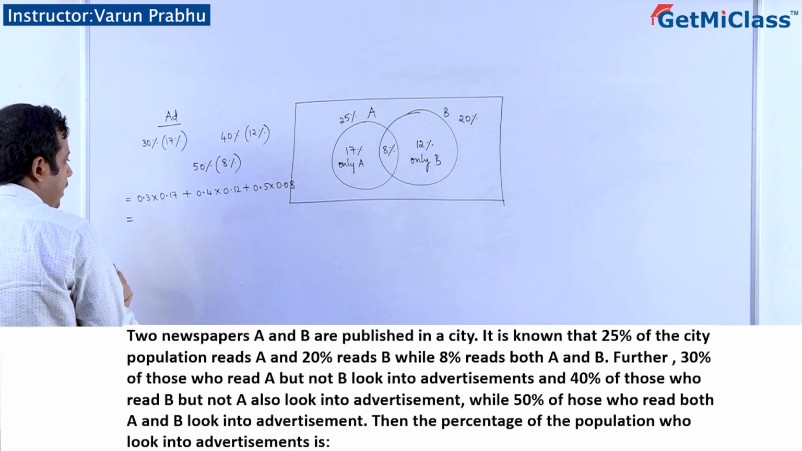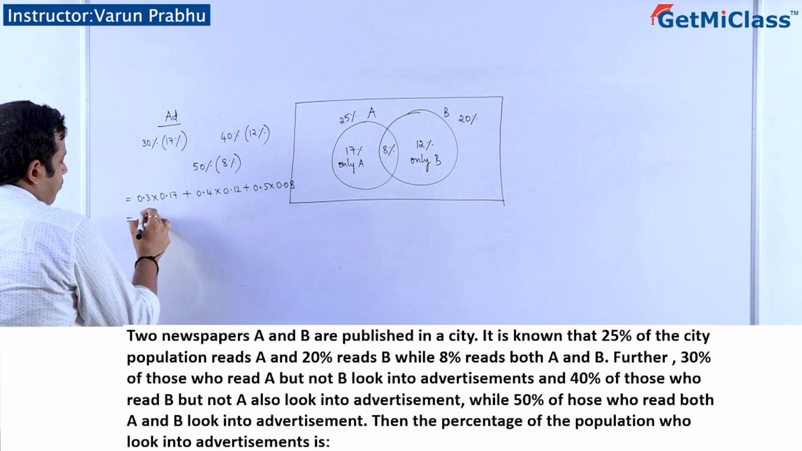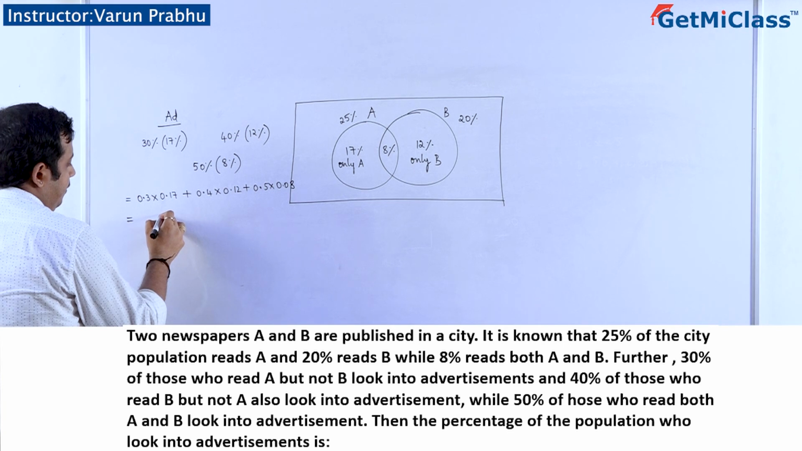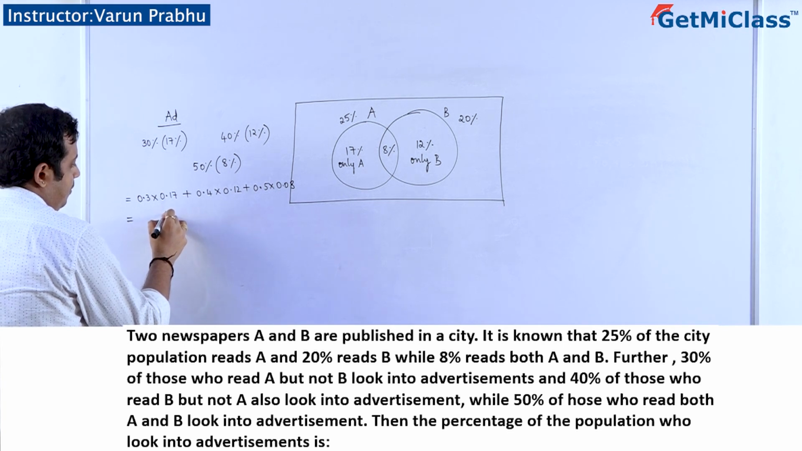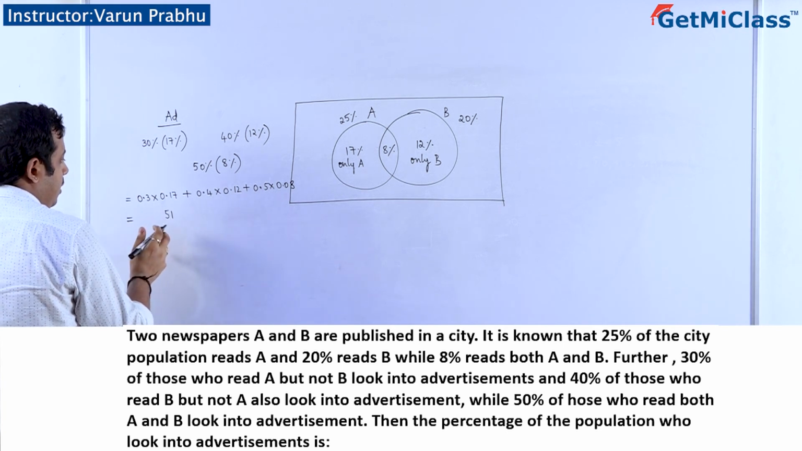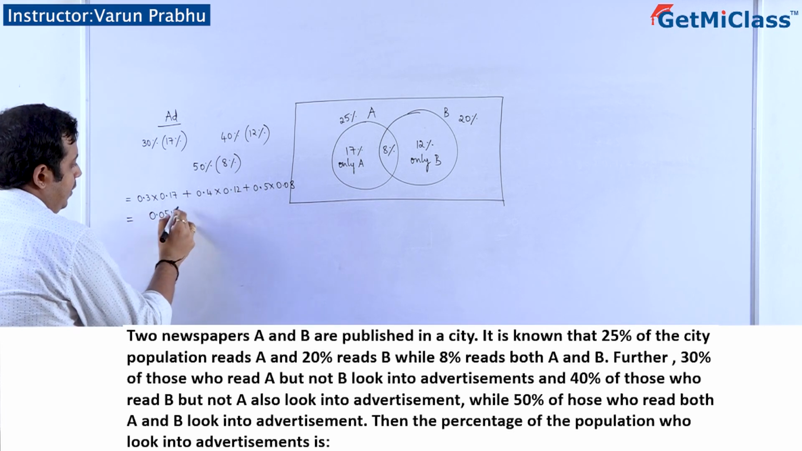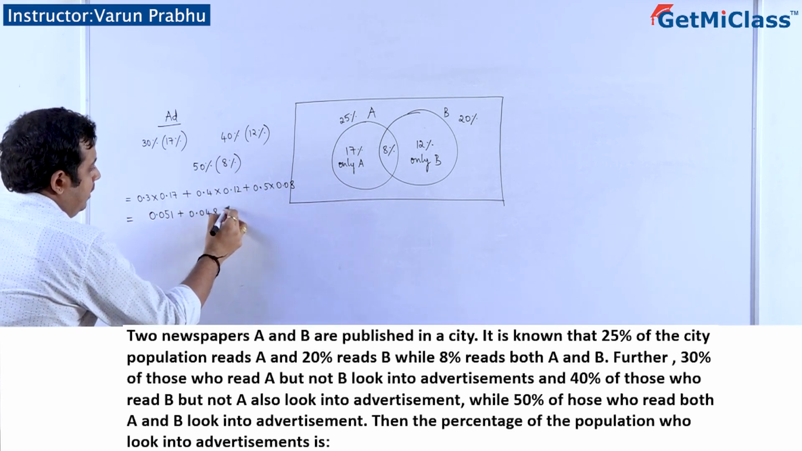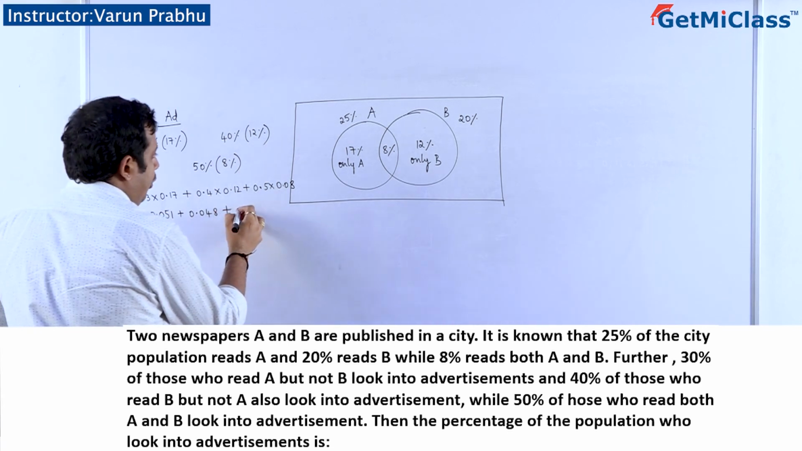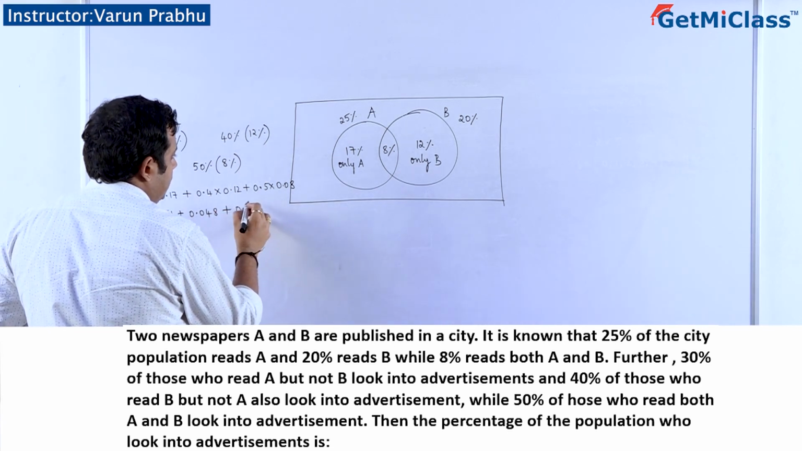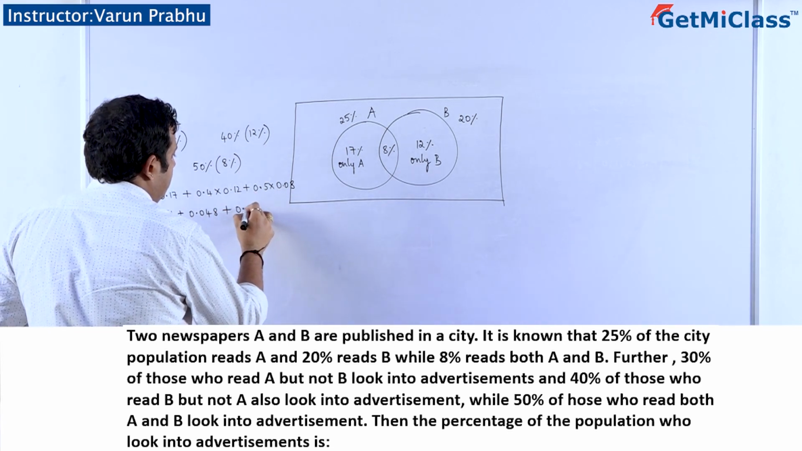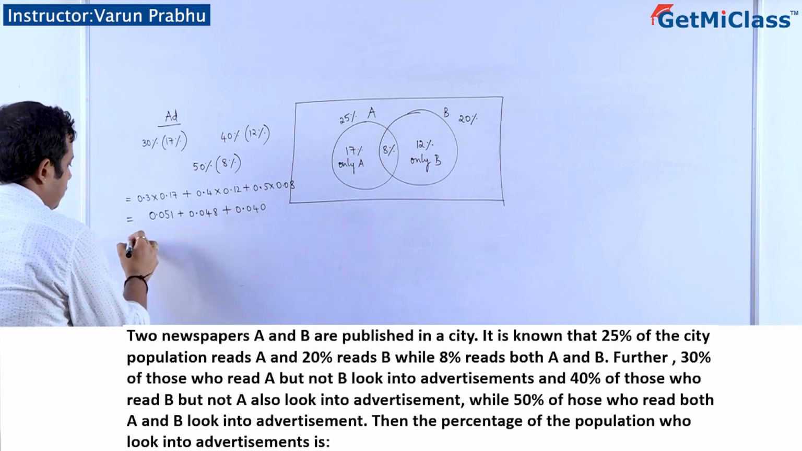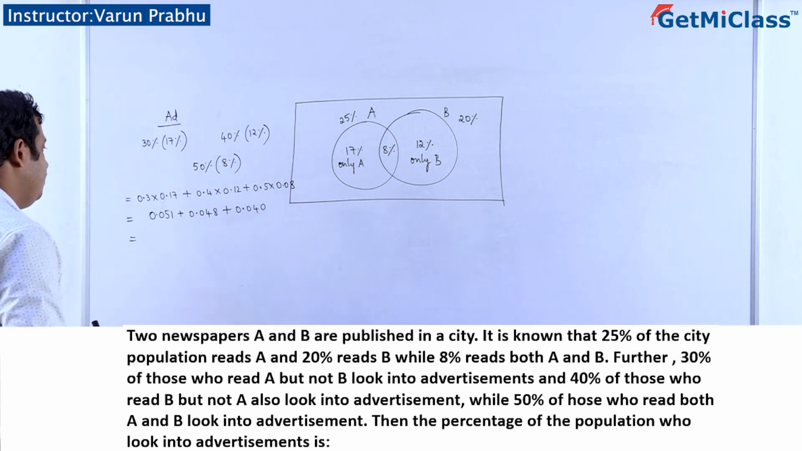So what is your answer? 17 3s are 51. 3 7s are 21. So we get 0.051 plus 0.048 plus 0.040. Correct?